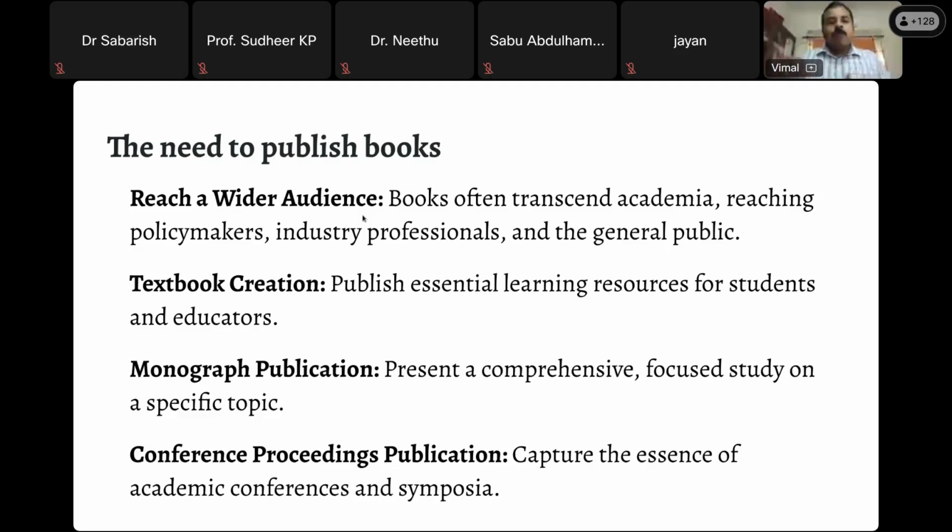Books are of two types: one is the monograph, one is the textbook. Then suppose you organize an academic event like a conference or seminar, we can compile the collected papers in a book form. So we have so many reasons to publish a book. The primary aim is to convey our research findings to others.